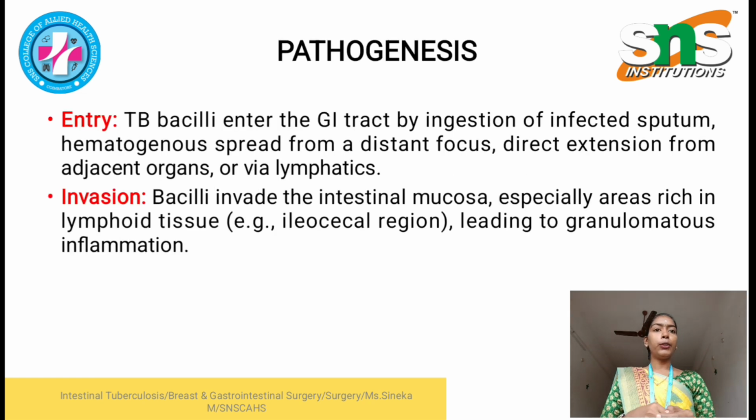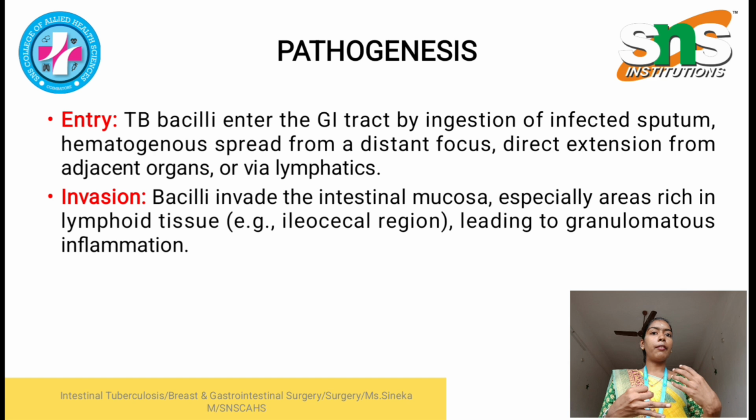Next we are moving into pathogenesis. The first step is entry. The TB basically enters the GI tract via two routes. The first major route is ingestion of infected sputum. If the person is swallowing the infected sputum, it will travel through the GI tract and reach the intestine and cause intestinal tuberculosis. The other major route is hematogenous spread via the blood.